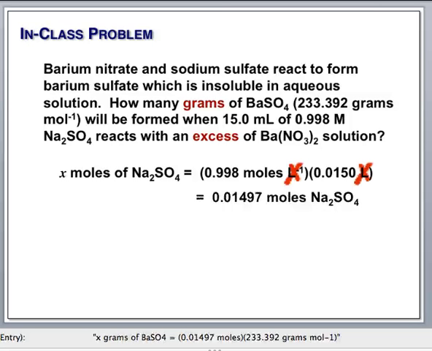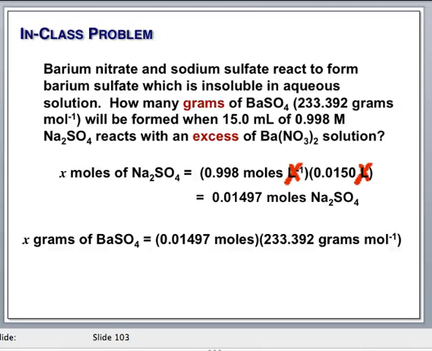All right, so now we know how many moles of sodium sulfate. That's the same number of moles of barium sulfate that we should form. If we simply take the molar mass of barium sulfate and the number of moles we should get, moles here will cancel, and we'll be left with grams of barium sulfate. 0.015 times 233, with 3 significant figures, 3.49 grams of product.